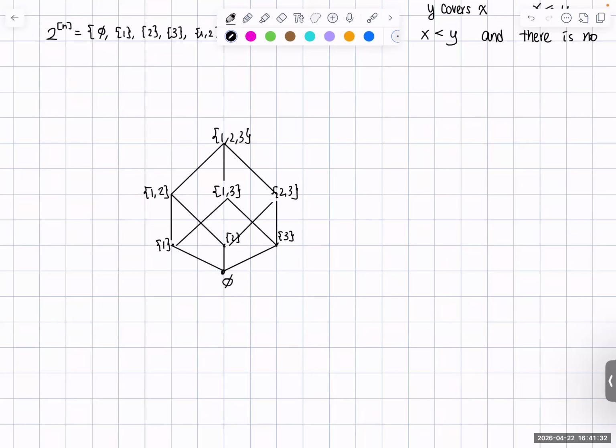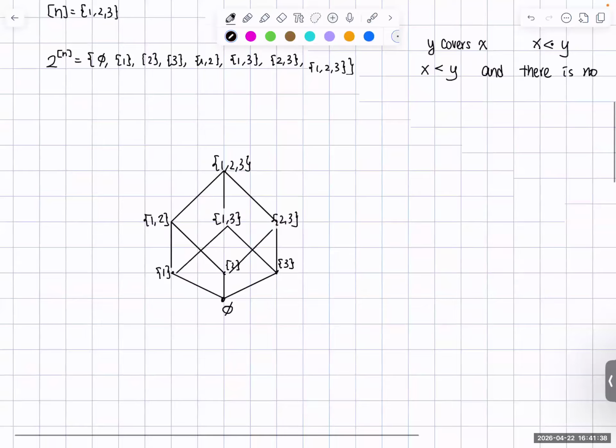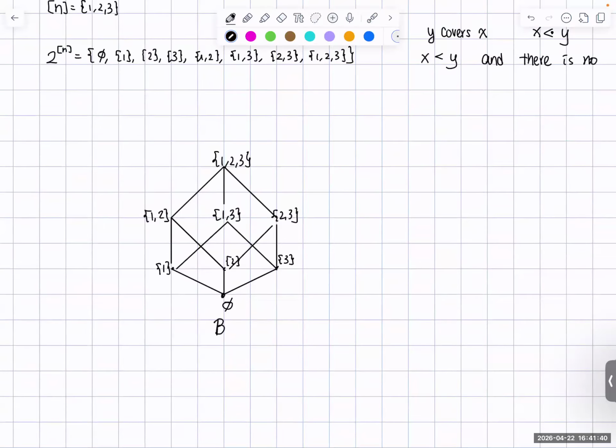All right. So that's the Hasse diagram of the Boolean lattice. Sometimes some books write B_3 just to say that this is the Boolean lattice. All right, is that clear?